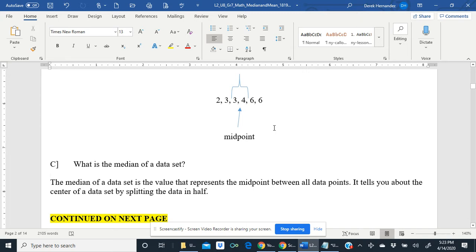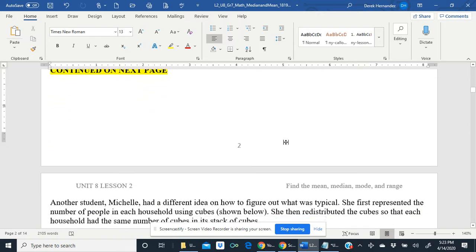Give you a moment to look at that. And let's go to the next page.